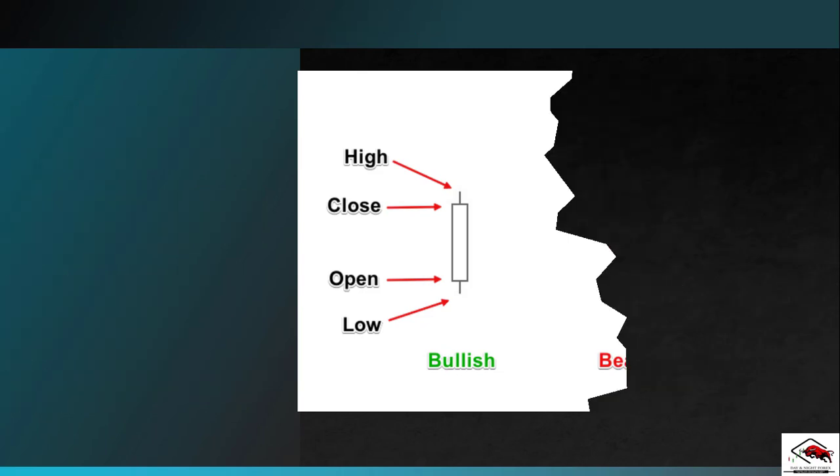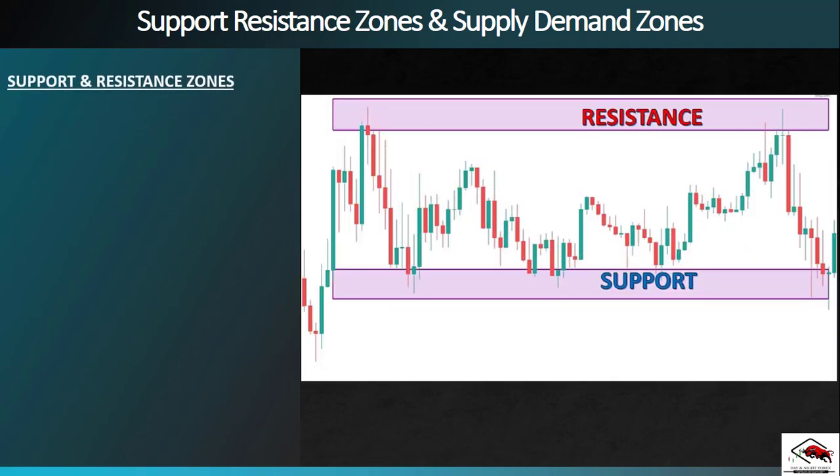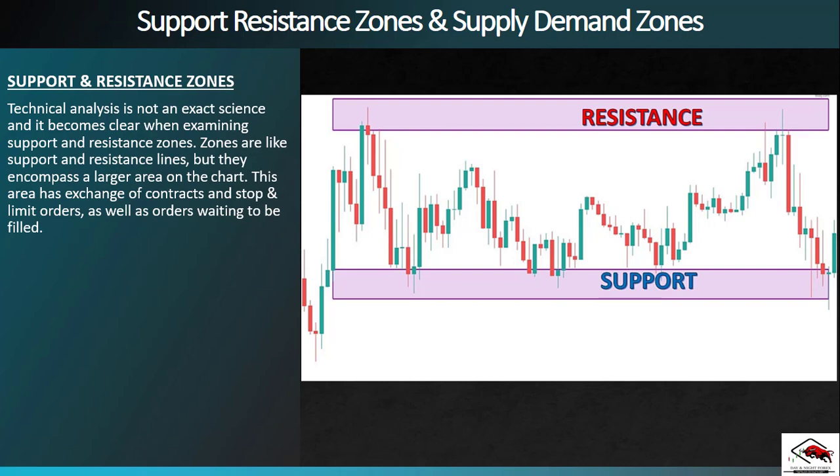Okay, now that we have talked about the support and resistance levels, let's talk about the support and resistance zones. Okay, there's a difference between the levels and the zones. Technical analysis is not science, all right? And it becomes clearer when examining support and resistance zones. Zones are like support and resistance lines, and the lines are basically referring to the levels, but they cover a larger area on the chart. Now, this area contains the exchange of contracts, stop and limit orders, as well as orders waiting to be filled, all stacked at these zones. So you just need to understand that zones cover larger areas than the levels.